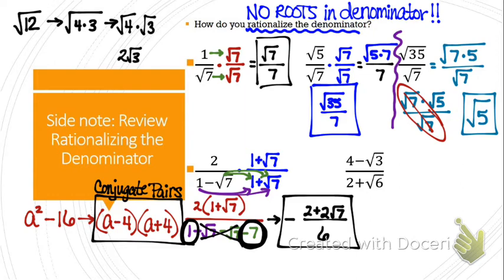Let's do one more like that. What is the conjugate pair for the denominator in this last one here? 2 minus square root of 6. So top and bottom, 2 minus square root of 6.